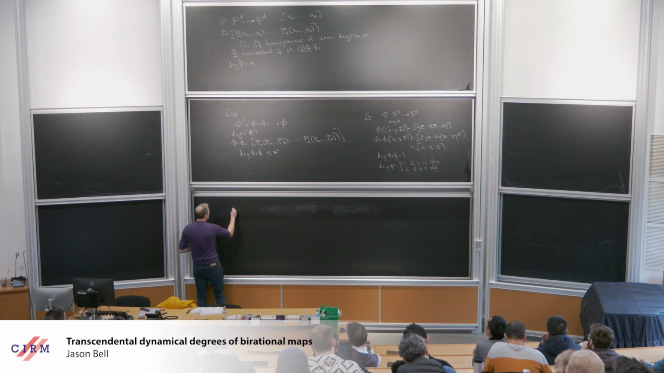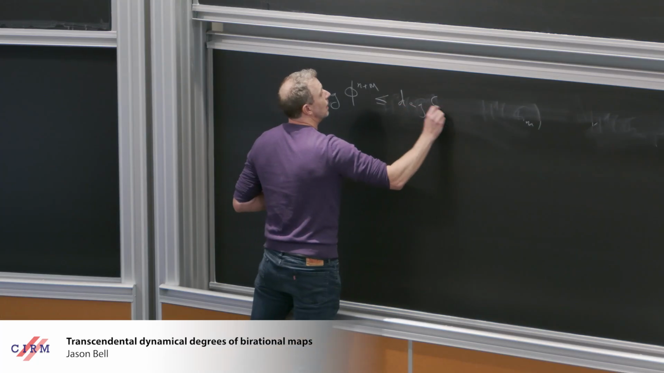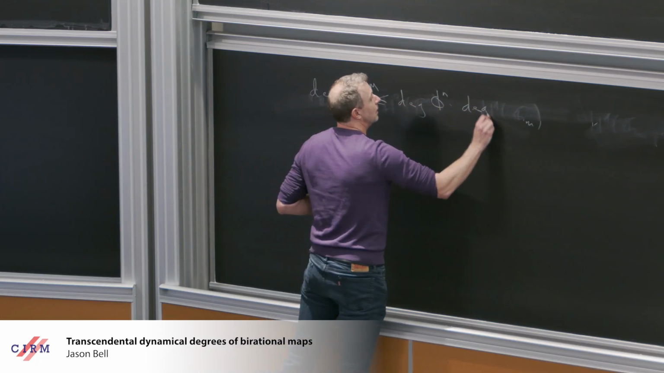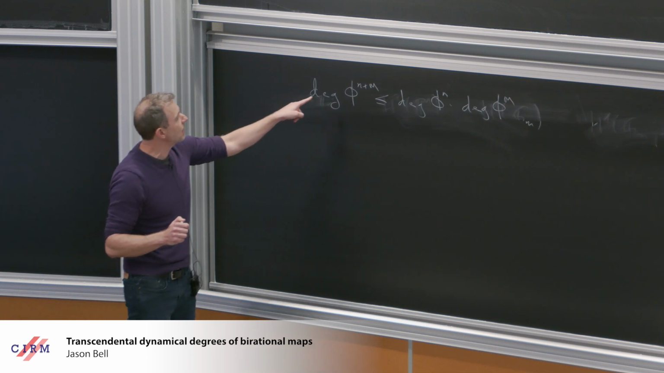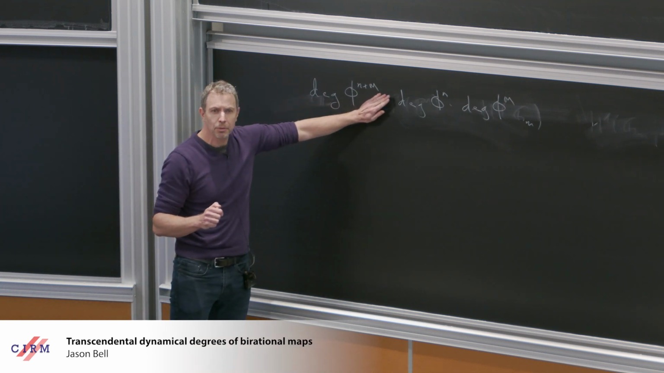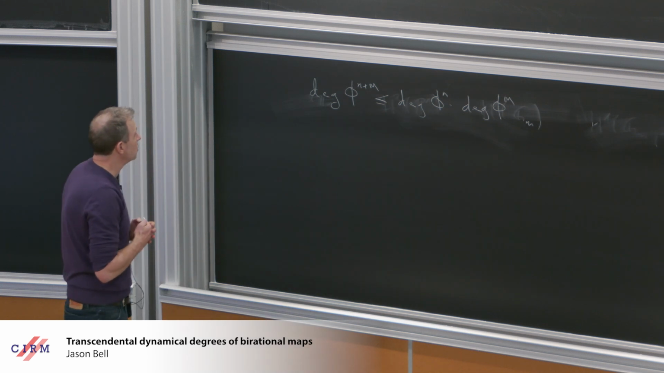So in general, what we have is that the degree of phi to the n plus m is at most the product of the degrees. Right? This is just the submultiplicativity. Like we said, naively we'd expect to get an equality, but because we can have cancellation, it can drop. So that's the degree formula.